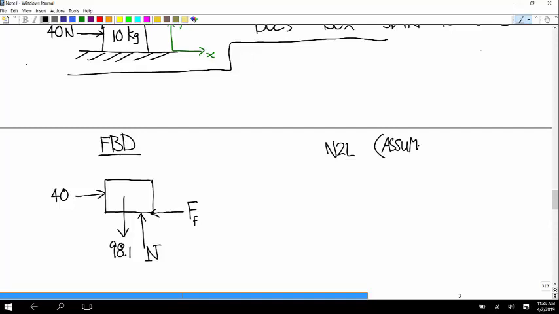What? Oh, I did forget that. Dang it. Yes. Okay. I have a question. How come the friction force is going to the left?